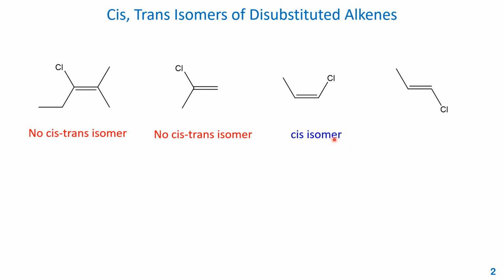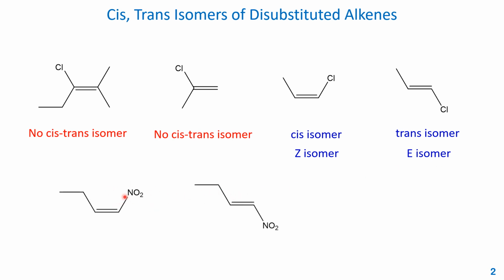Okay, that's the cis isomer. And if they are on the opposite side of the double bond, that's called a trans isomer. Another example: this cis isomer can also be called the Z isomer. Z means the same side of the two groups. And a trans isomer is also called the E isomer. Okay. Now let's talk about the other example.